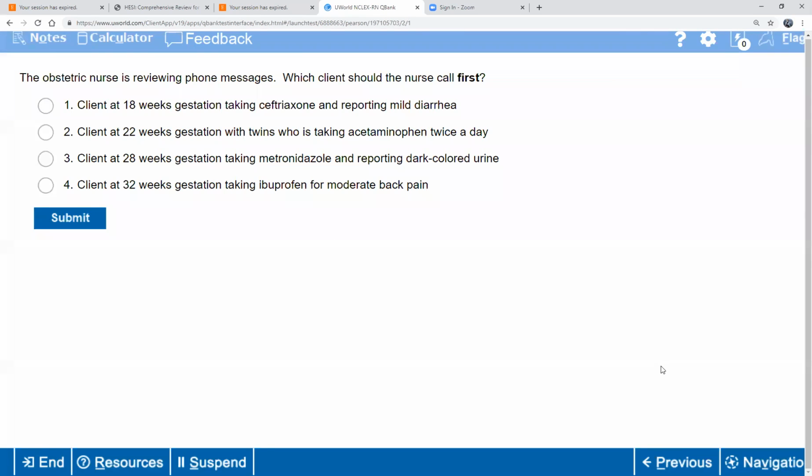So which one are we gonna call first? Which one are we looking at as an emergency? I think the 30-week gestation taking ibuprofen for back pain is telling me something at 32 weeks gestation. I don't know. Lovetta, what do you think?